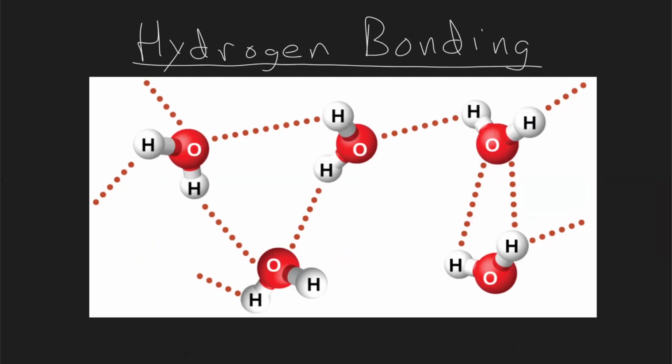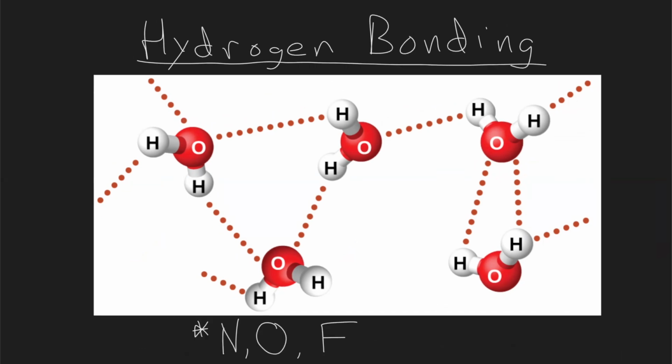Speaking of water, if hydrogens are bound to the three most electronegative atoms that we know of, which are fluorine, oxygen, and nitrogen, then those hydrogens are capable of forming what are known as hydrogen bonds with the other nitrogen, oxygen, or fluorine atoms that belong to the molecules nearby.